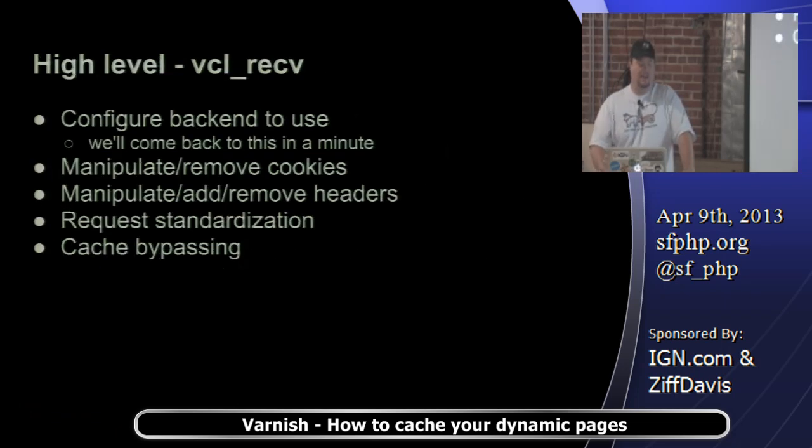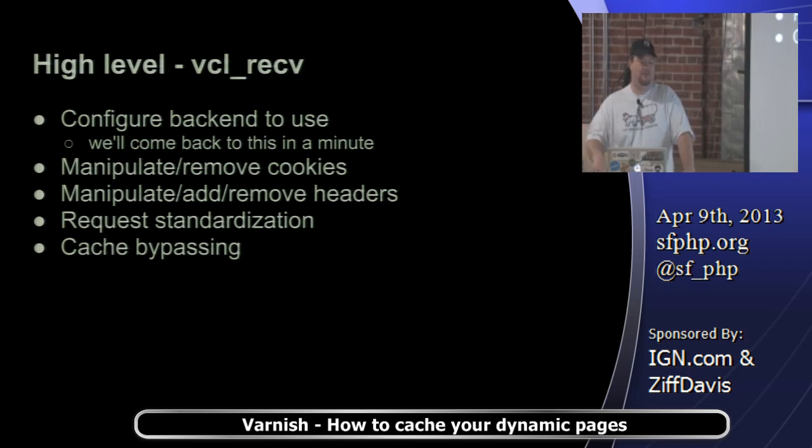At a very high level, VCL Receive is how you configure your backends, see what backends you can use. We're going to come back and talk about backends a little bit when we go through the code. But you can have different URL patterns, different domains, use different backends, so you can split up your farm if you wanted to. You can manipulate or remove cookies coming in from the request before it goes to the backend.